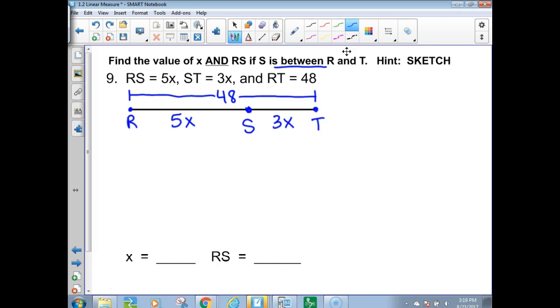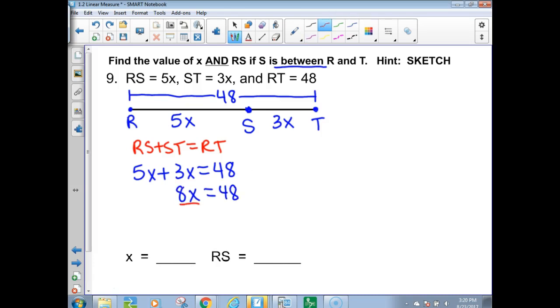All right, now, reminder that the segment addition postulate tells us that RS plus ST equals RT. I'm going to substitute in now 5X for RS. I'm going to put in 3X for ST. And I'm going to put in 48 for RT. I'm going to add 5 and 3 to get 8X. Combine like terms. Divide both sides by 8. And I'll get my solution of 6 for X.